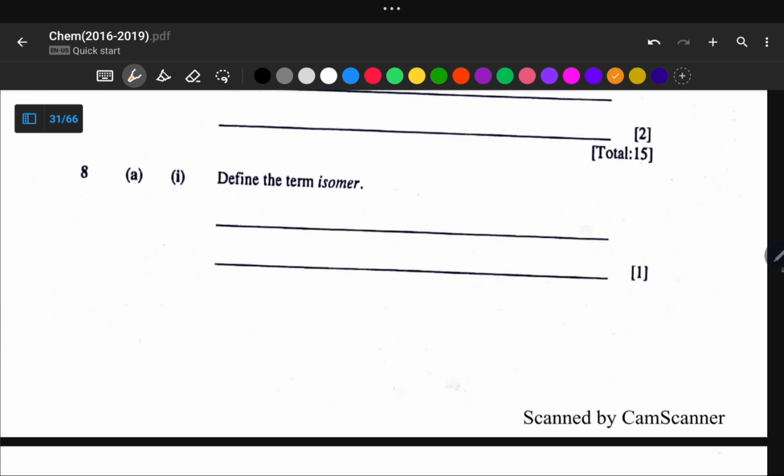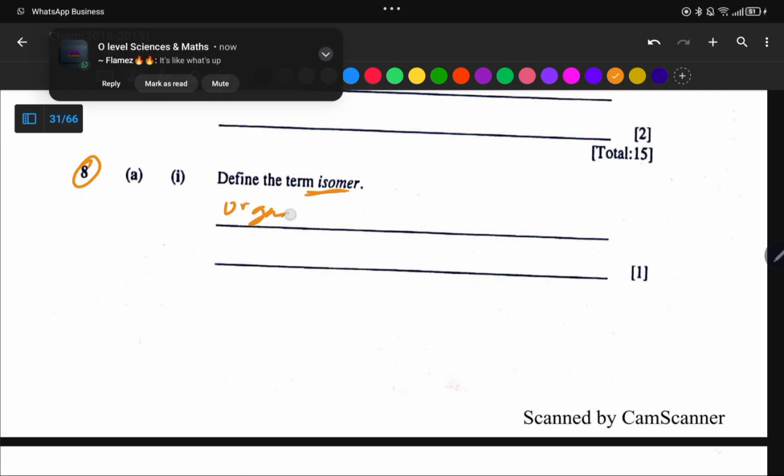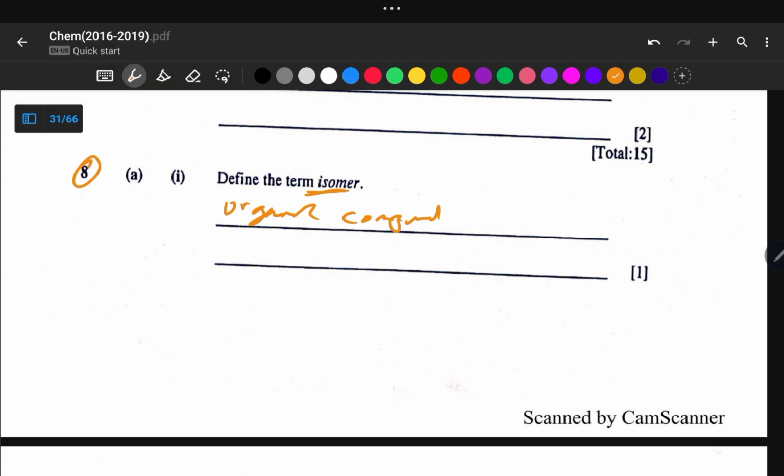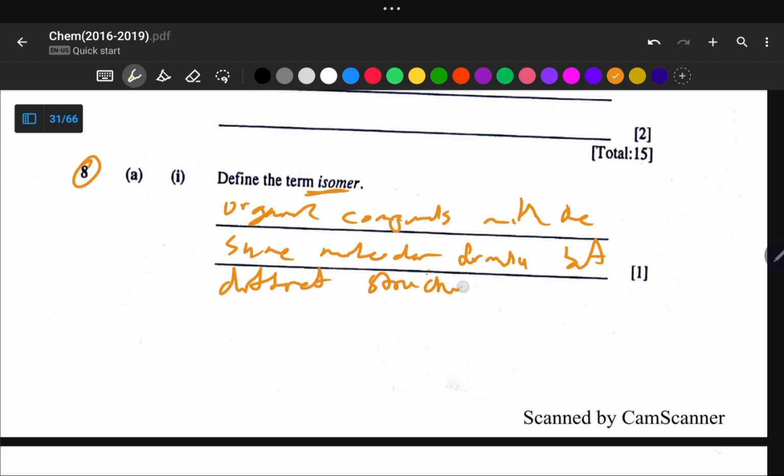And then we move on to number 8, which says define the term isomer. So this is isomerism. An isomer is defined as organic compounds with the same molecular formula but different structural formula or arrangement of particles in space, what you call the spatial arrangement.